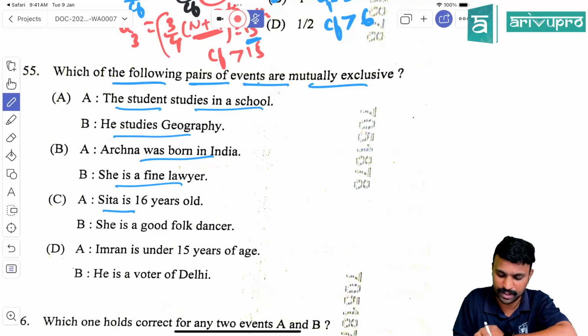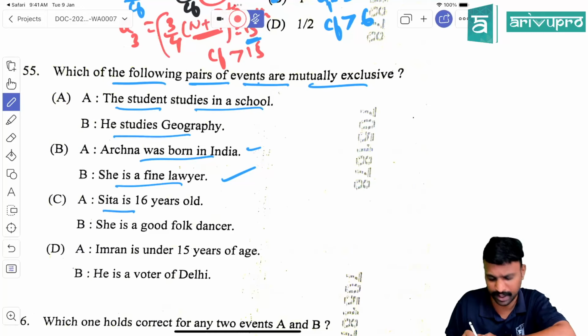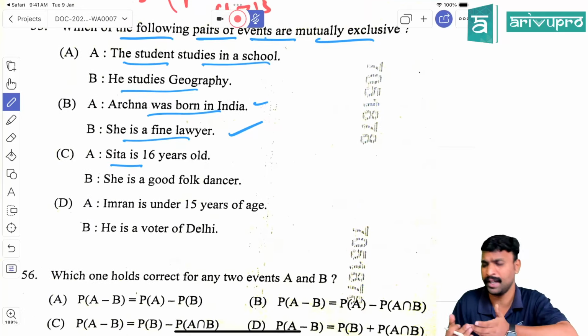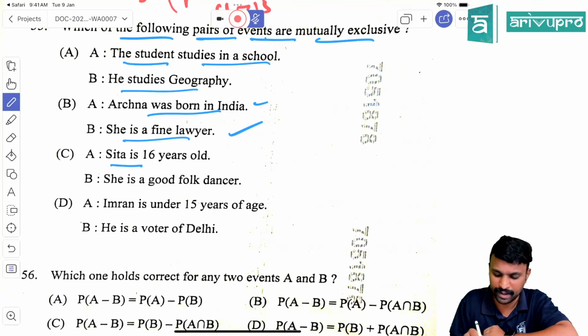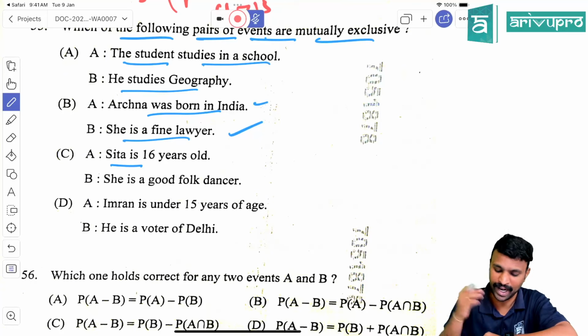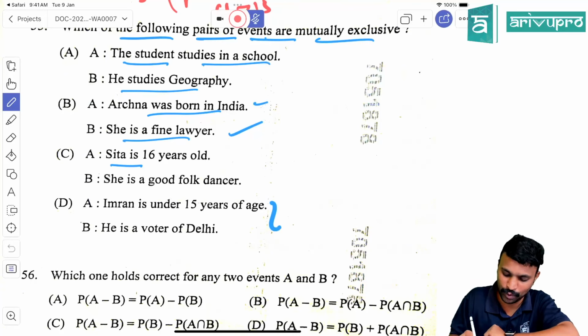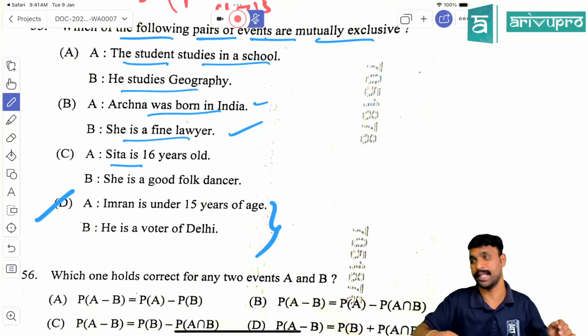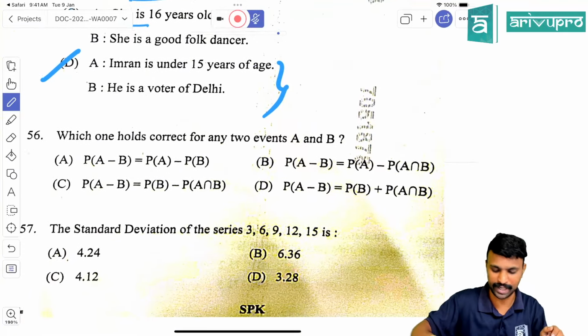Now, Sita is 16 years old, she is a good folk dancer. Obviously possible, right? A 16 year old girl can be a folk dancer. Imran is under 15 years of age, he is a voter of Delhi. Guys, in India, to vote, obviously the minimum age should be 18, right? 18 or more than 18. So these two events are mutually exclusive. These two occurring simultaneously is not possible. So option D is the right answer.